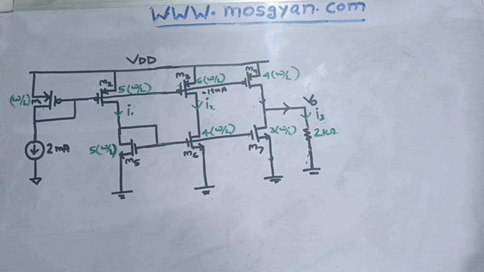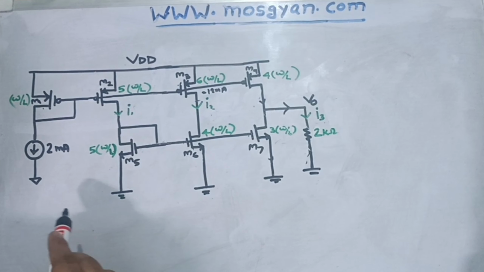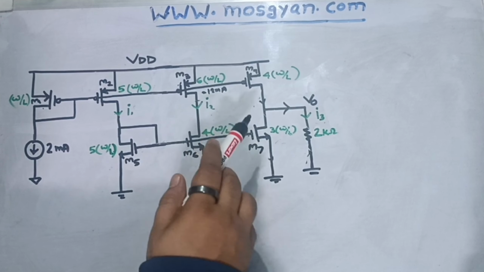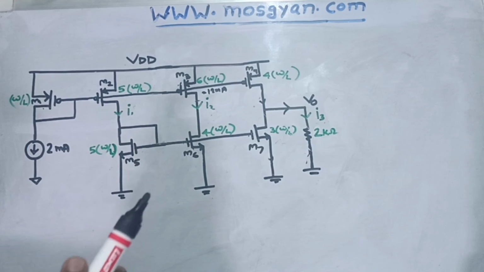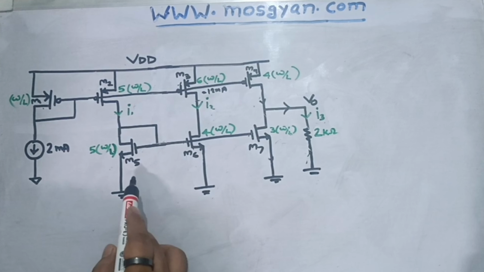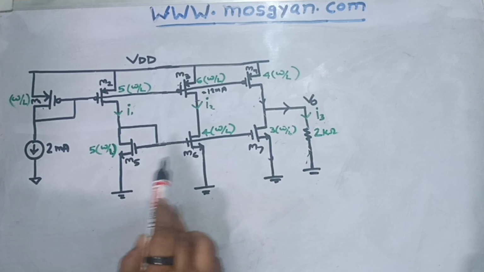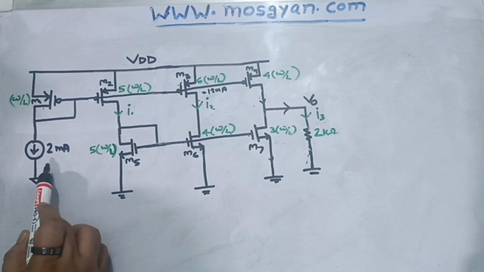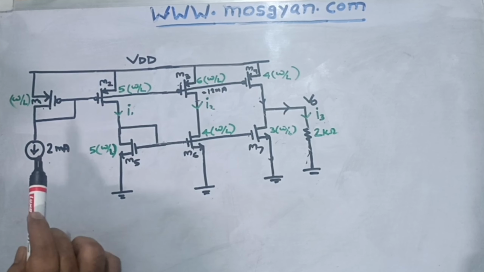So in today's video, we have taken one question which is based on the current mirror circuit. You can see one circuit is drawn here. M1, M2, M3, M4, these four PMOSes are forming current mirror, and similarly M5, M6, M7, these three NMOSes are also forming current mirror. I reference is given to us which is equal to 2 milliampere.